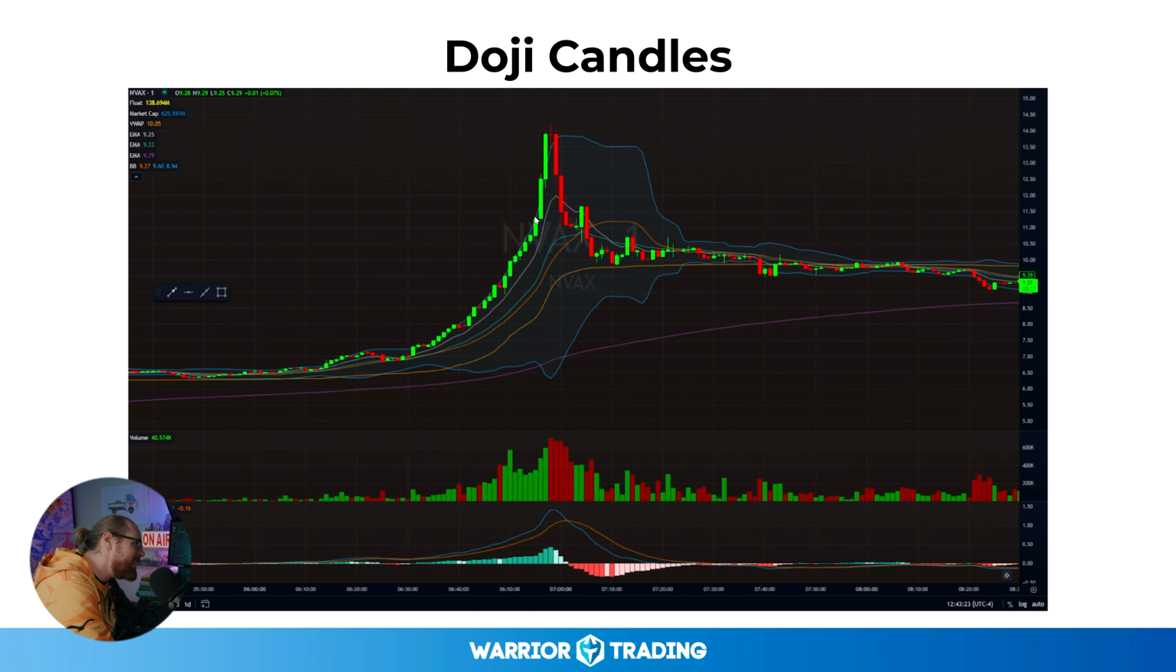But after these really big, huge long body candles, we know that a reversal is coming. They don't just go up like this forever. So when you start getting long body candles, on the one hand, you want to ride that momentum as long as possible.